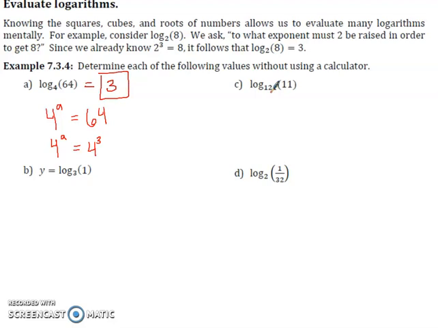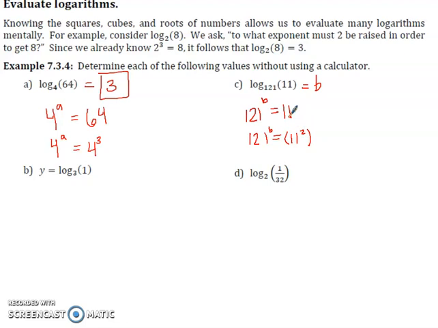In C, they are asking us for the exponent that we put on 121 to get 11. That is what this entire expression is saying. So I'll go ahead and let b be the exponent. So 121 to some exponent equals 11. Well, I do know that 11, if I square it, I will get 121. So what I'm going to do is write 11 squared. This is 121, so it matches that left-hand side, but it doesn't match my 11.